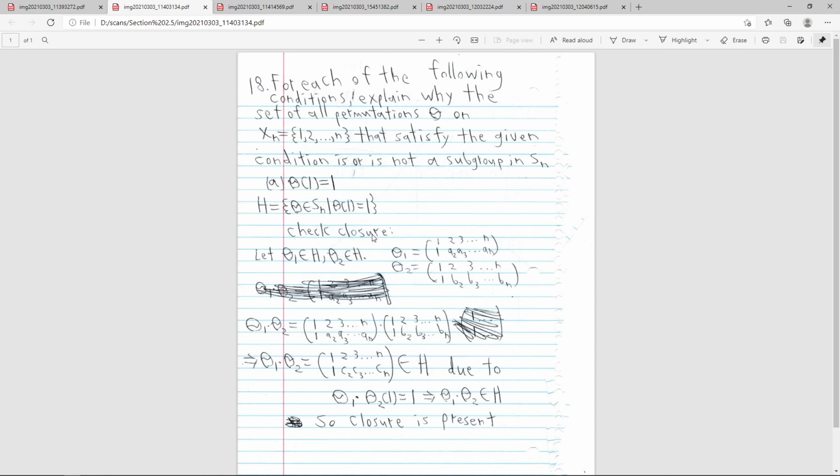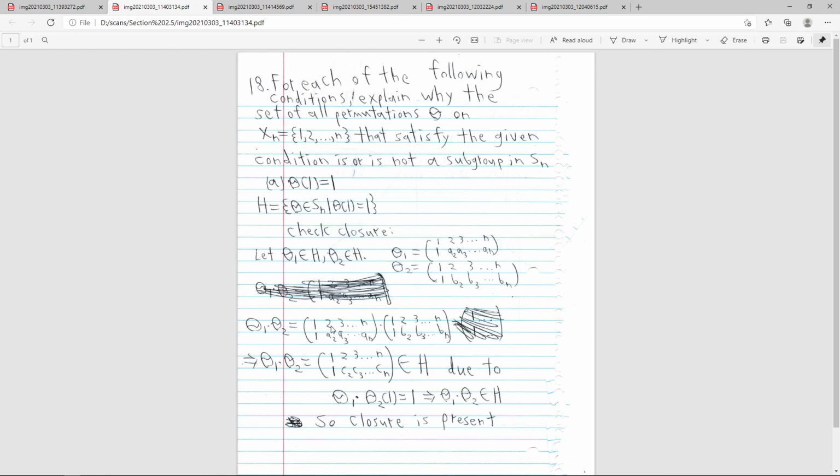So you check closure first, because we need to have closure, and we have to be able to show the inverse property as well, for a subgroup in a group. Let's say theta 1 is in H, and theta 2 is in H. For theta 1, 1 goes to 1, 2 goes to a2, 3 goes to a3, up to n goes to an. For theta 2, 1 goes to 1, 2 goes to b2, 3 goes to b3, and so on. Now we have to see if the product of theta 1 and theta 2 is in H first. I'll show closure.